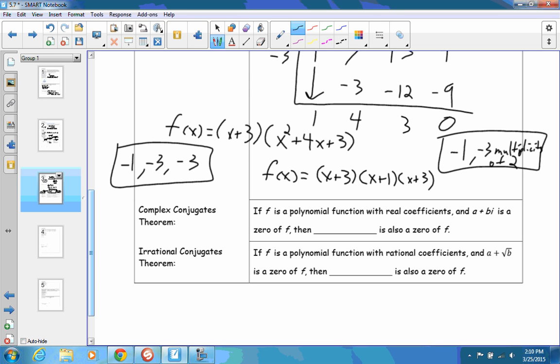Charlie has a question. Yes. That's a good question. Yes, so you'll need the complex conjugates theorem.